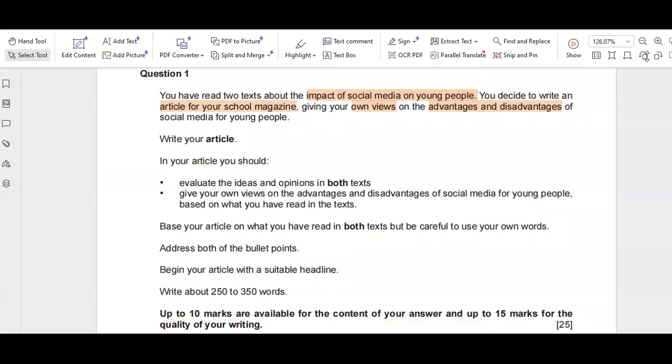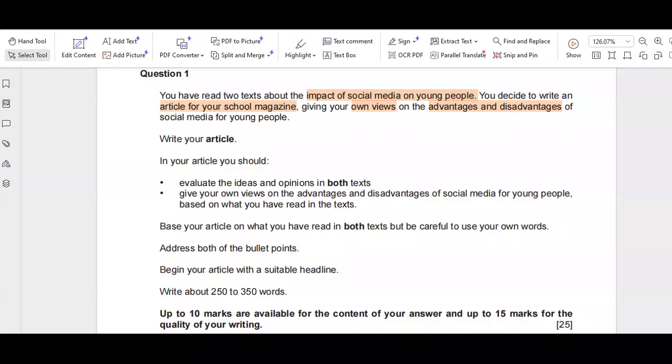The rest of the instructions mentioned in the question, the two bullet points, evaluate the ideas and the opinion in both texts, giving your own views, base your article on what you have read, are going to remain the same for this question number 1. Base your article on what you have read. This means that all the ideas that you are going to align to compose your article must be with reference to the ideas that have already been clearly stated in the given text, right?